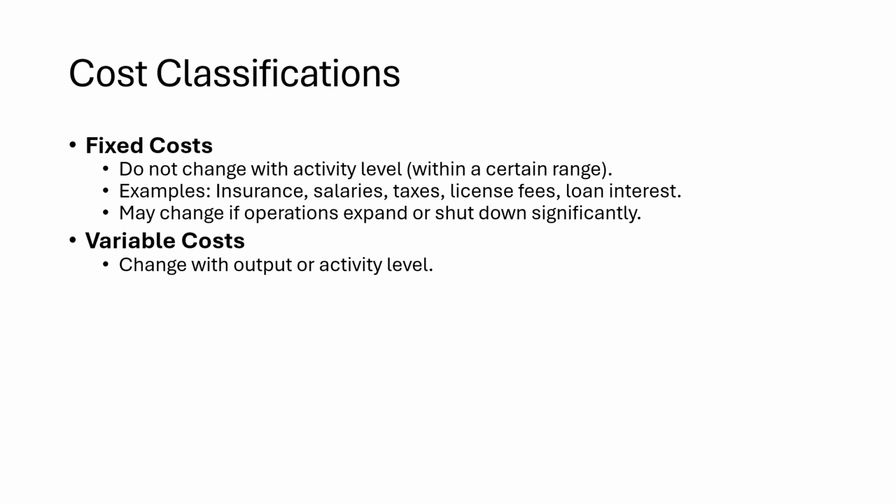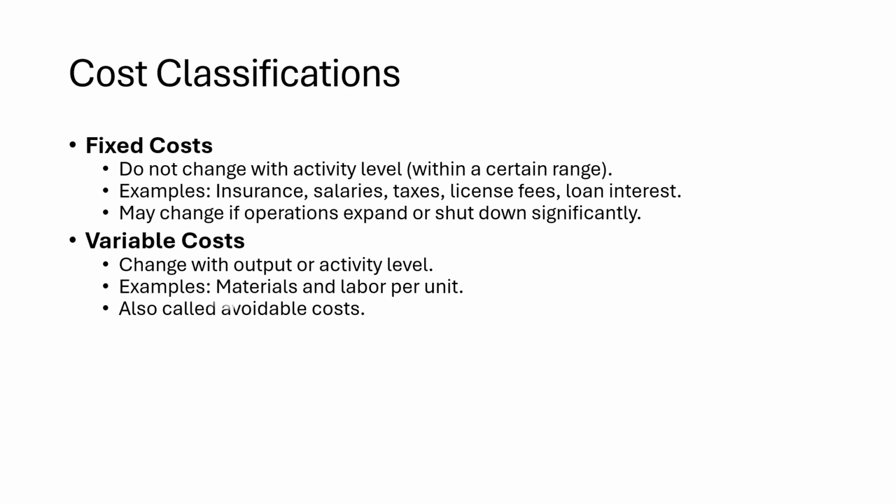Variable cost, on the other hand, is related to the activity level. So the more you produce, the more of this cost you're going to have. So basically, a lot of the time, that's why it is represented as per unit labor and material cost.